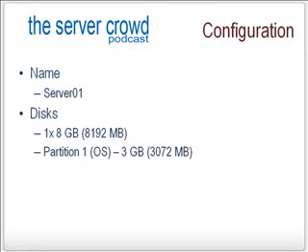So the first server that we're going to build is going to have a configuration as such. Its name is going to be Server 01, and it has one disk in the virtual environment of 8,192 megabytes or 8 gigabytes. And we're going to partition it. No matter what your physical disk size is, the first partition, where the operating system gets installed, is only going to be 3 gigabytes or 3,072 megabytes. That's important because we're going to use the rest of that space later on in a different lab.